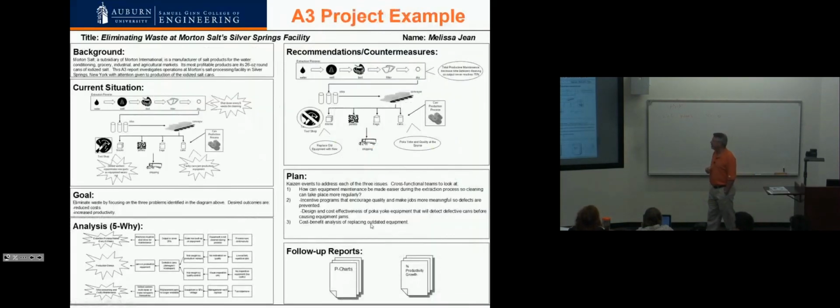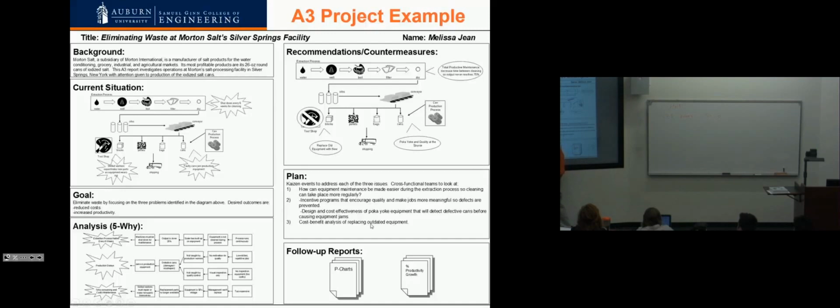Here's a project example on eliminating waste at the Morton Salt Silver Springs facility. We had the background here. Here's what the current situation was. And here we used sort of an animated type of layout. Look, it's not the real layout of the facility, so it's a kind of cross between a layout and a flow chart. Okay? The 5 whys was the analysis that we used.